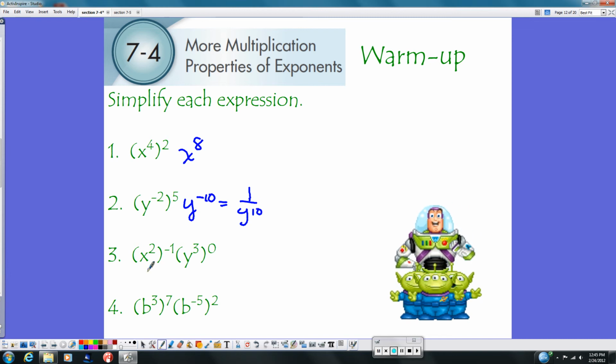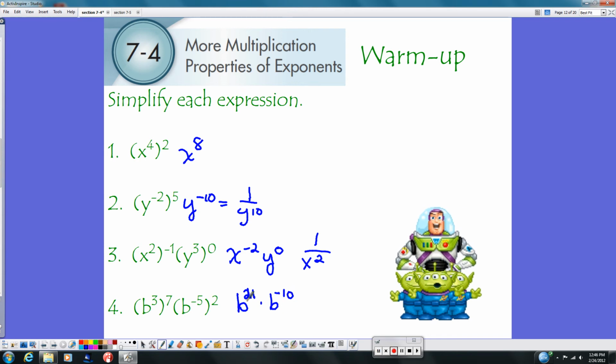This one you treat as two separate problems. So let's take care of the first one first, x to the negative 2, y to the 0. Again, we don't want to have a negative exponent, so we're going to write that on the bottom. And anything to the 0 power is 1, so we really don't need to write that one. This one again, two separate problems, b to the 21st, multiplying your exponents, and b to the negative 10th.